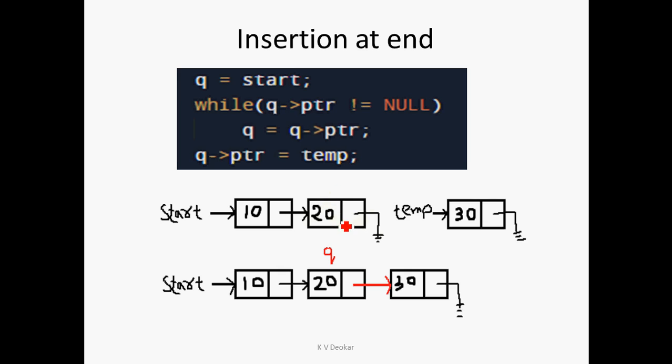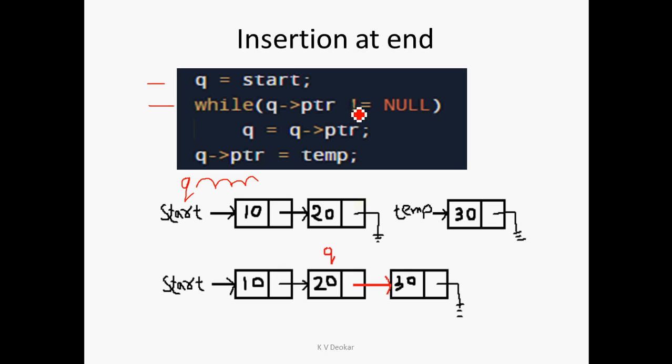Once we reach the last node, we have to make that last node point to temp. Temp is our temporarily created node. Once the last node points to temp, it will be appended at the end and it will become the last node of the list. For doing that, first we have to reach the last node of the list. For that we need these two lines of code. We'll take a pointer variable q and assign it the start. So q will start from here, and we have to go from node to node like this, from one node to another, and check until the node has a null value in the pointer field.